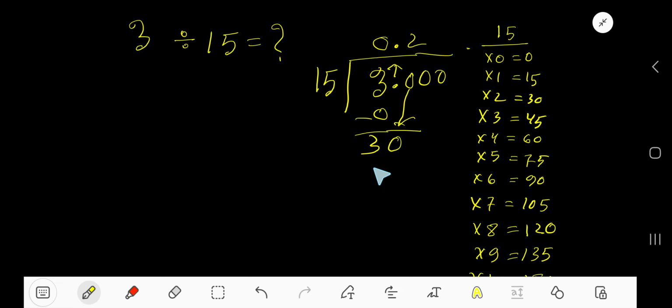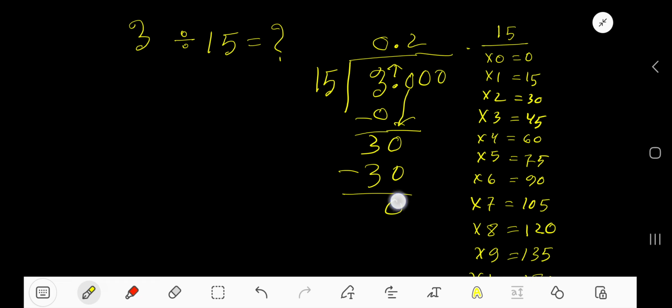2 times 15 gives you 30. Let me check. 2 times 15: 2 times 5 is 10, write 0. Carry 1 to the next column. And 2 times 1 is 2, plus 1 is 3. So 30.